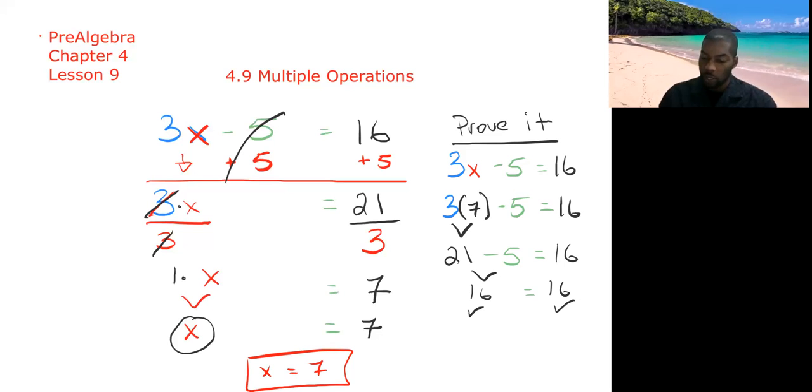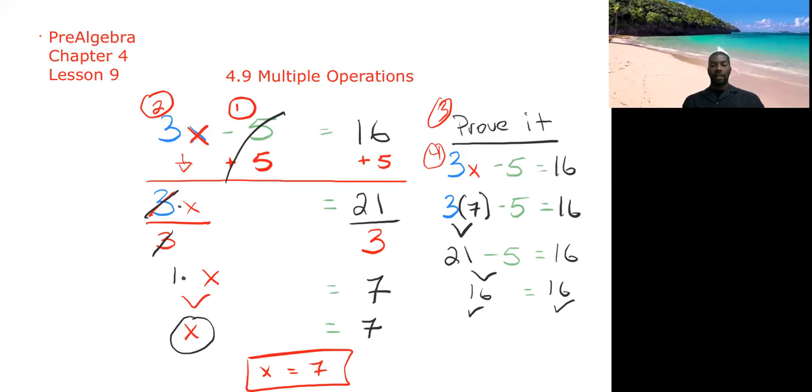So what we did is we first undid addition or subtraction. Then we undid the multiplication or division by using the inverse. And then we plugged it back in using substitution to prove our answer. And our answer is x is equal to 7. So now let's write down a formal process for doing that. I would like you to write this in your notes. So here's how you do it.